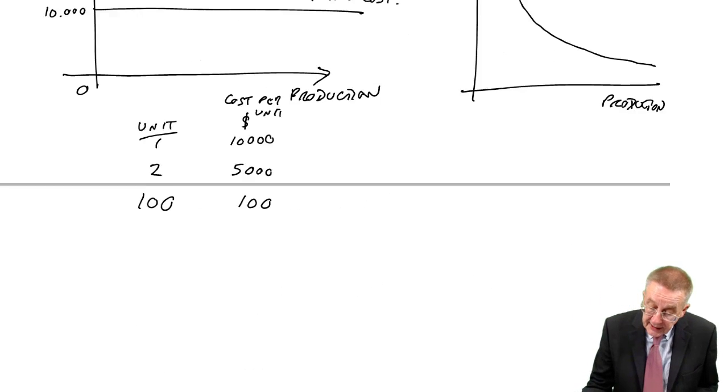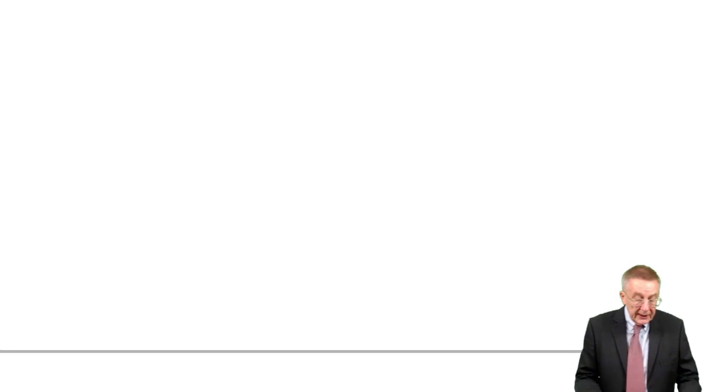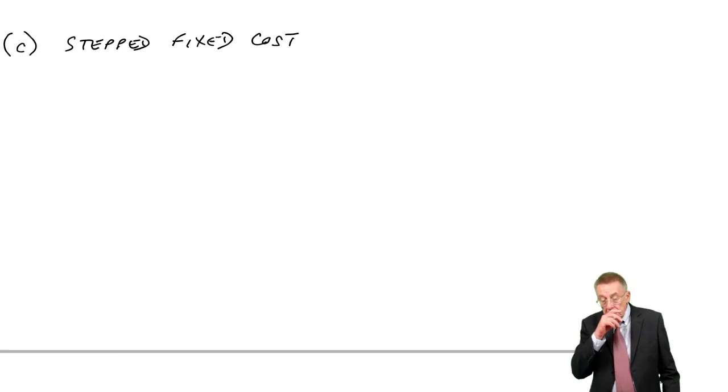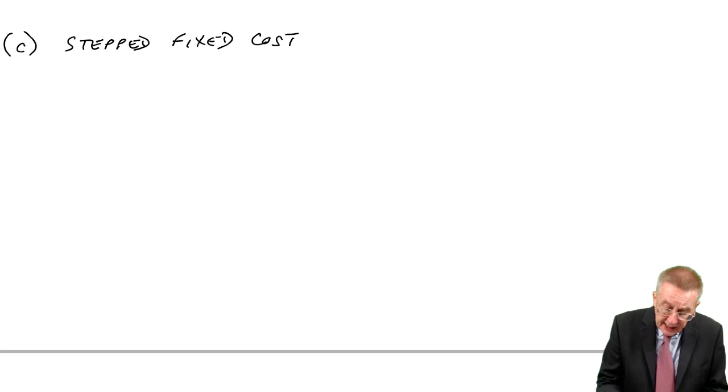All right, now those are the two main categories, variable and fixed. The next two, what you might call variations on it. First of all, a stepped fixed cost. I'll illustrate this immediately by graph. Suppose again that we're looking at the rent of the factory.